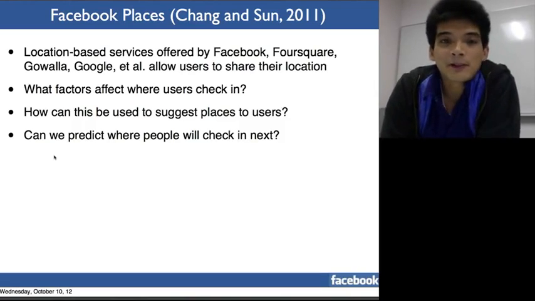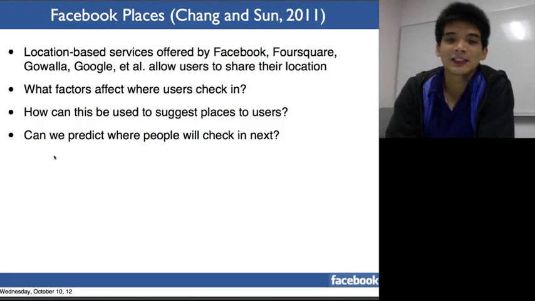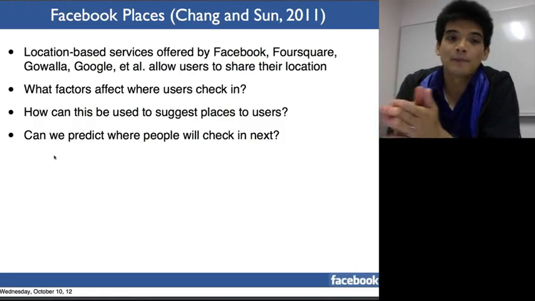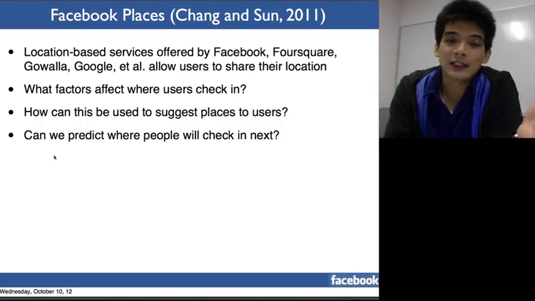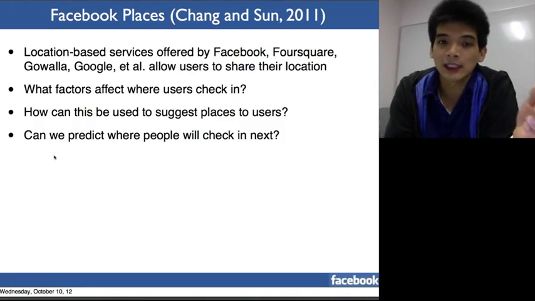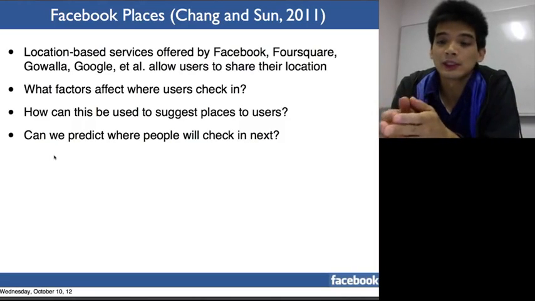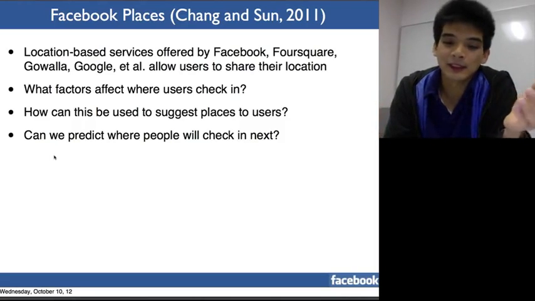If you're not familiar with it, we have a lot of location-based services now on Facebook, similar to Foursquare. Gowalla, I guess, doesn't exist anymore, but these services all allow users to share their location to their friends. There are a lot of factors that affect where these users check in, and the idea we had when working on this paper was to see if we can figure out where people are going to go in the future.